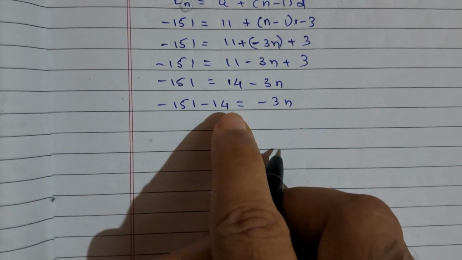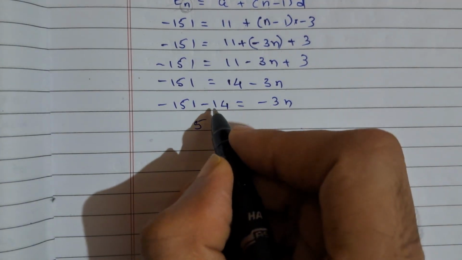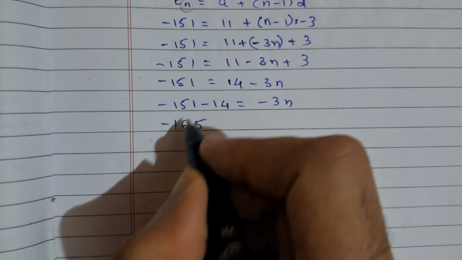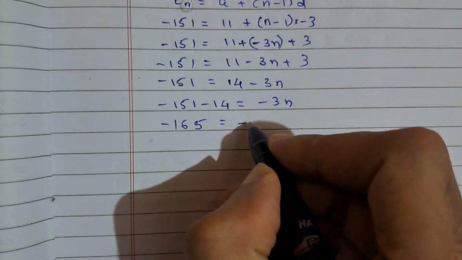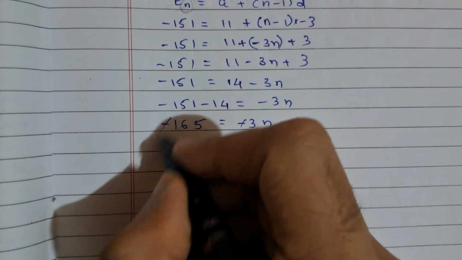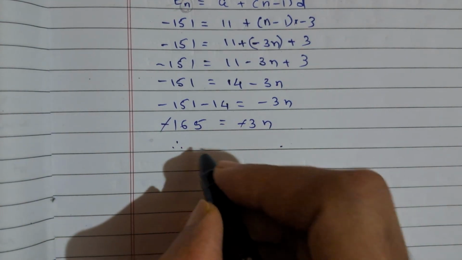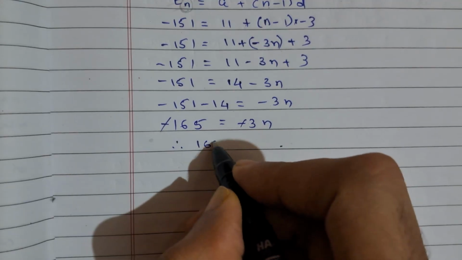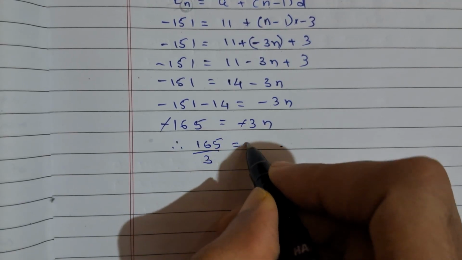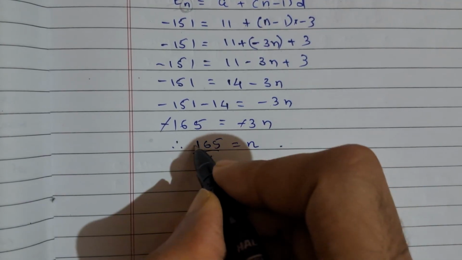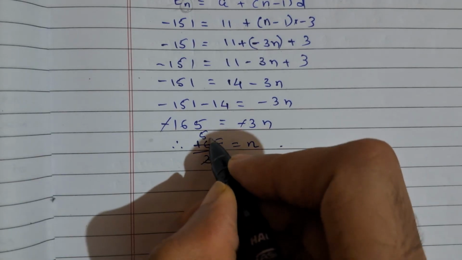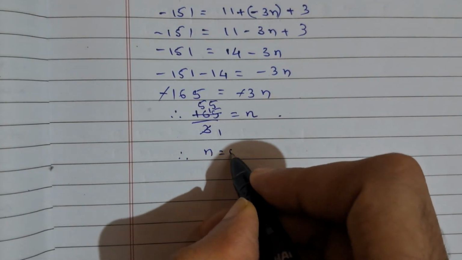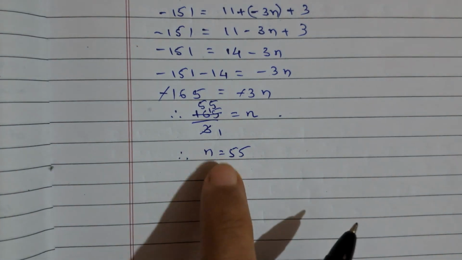Minus minus will become plus. If I add them, this will become 5, this will become 6 and 1, and the negative sign will remain, the sign of the bigger number, minus 3n. Minus minus will get cancelled. So what is left? 165 upon 3, isn't it? And here n. If I cancel, 3 1s are 3, 5s are 15, 3 5s are 15. That means n is how much? n is 55.